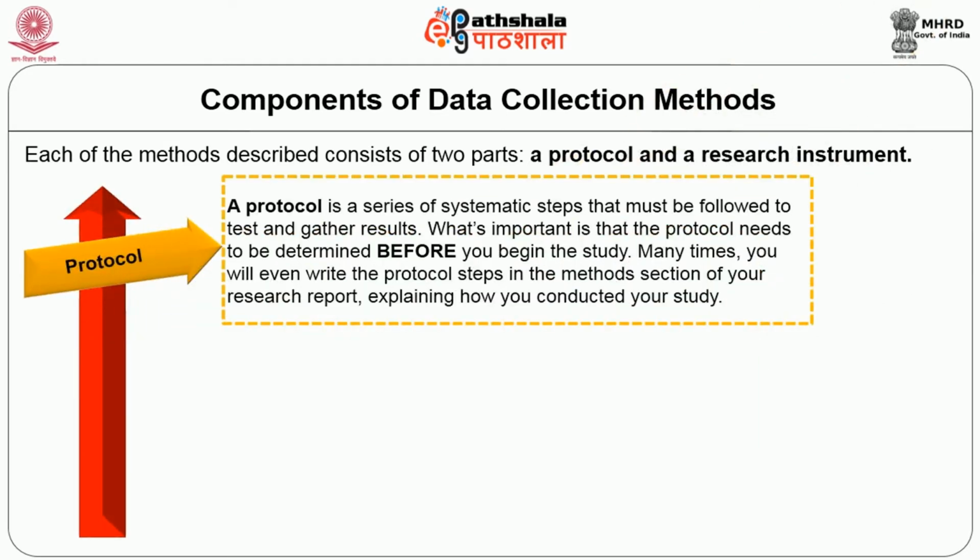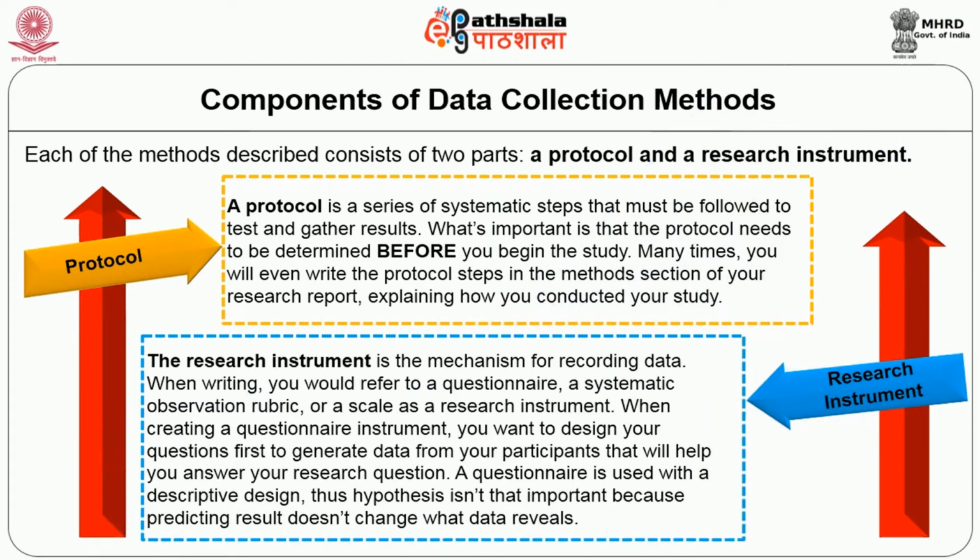A protocol is a series of systematic steps that must be followed to test and gather results. What's important is that the protocol needs to be determined before you design or begin the study. Many times you will even write the protocol steps in the methods section of your research report, explaining how you conducted your study. The research instrument is the mechanism for recording data. When writing, you could refer to a questionnaire, a systematic observation, rubric or scale as a research instrument.